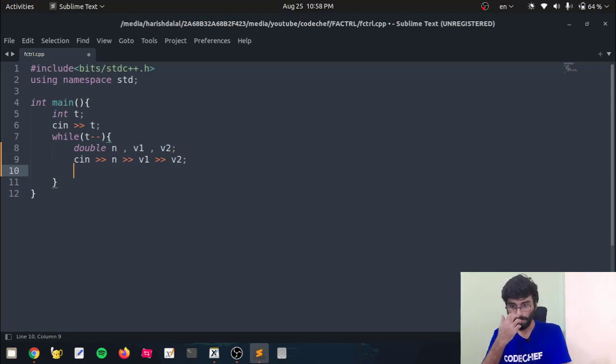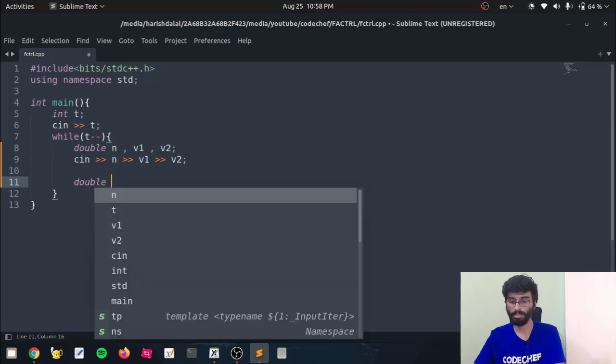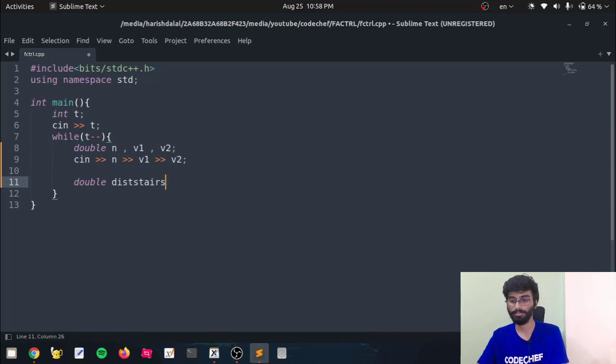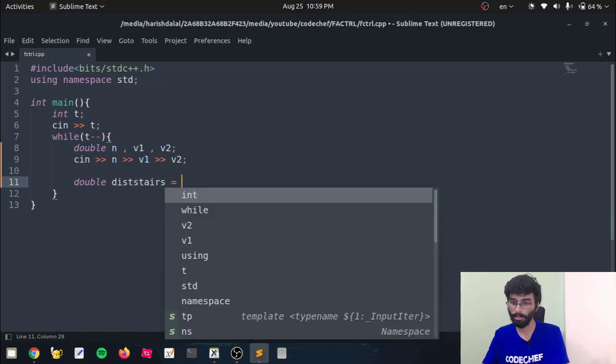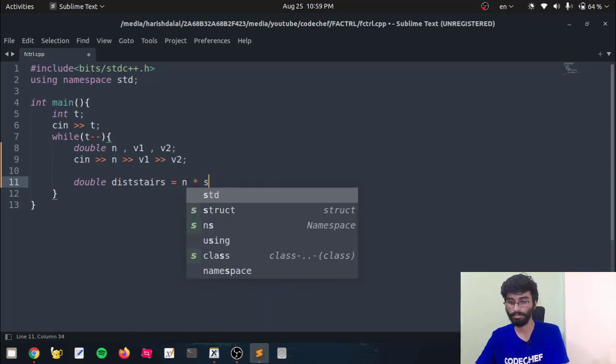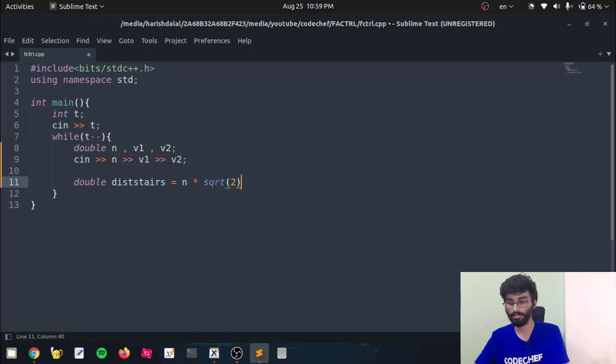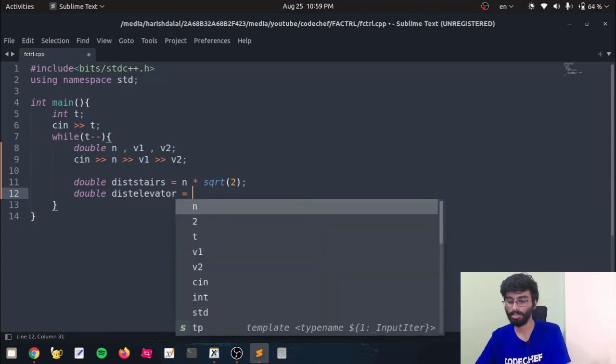Now calculating the distance that we need to travel through stairs, which will be root 2 times n. For using the square root function, make sure to include either the bits/stdc++ library, or if you are using the iostream library, you can use the math library as well with that. Now calculating the distance for the elevator, which is 2 times n.